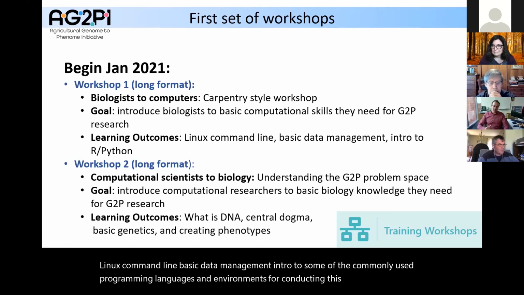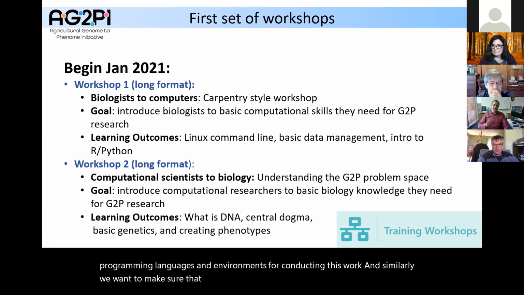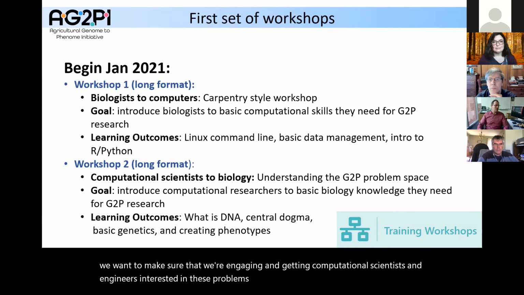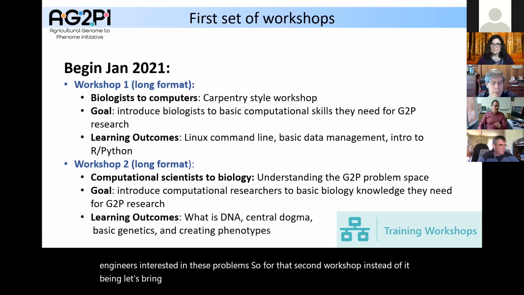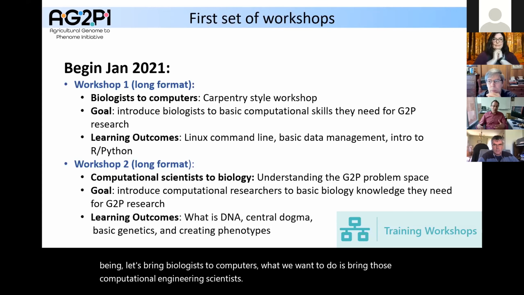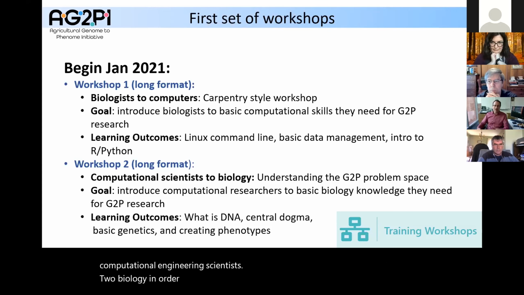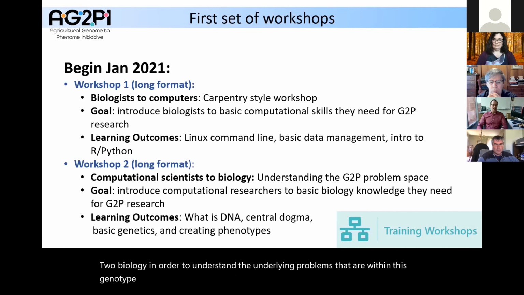And similarly, we want to make sure that we're engaging and getting computational scientists and engineers interested in these problems. So for that second workshop, instead of it being, let's bring biologists to computers, what we want to do is bring those computational engineering scientists to biology in order to understand the underlying problems that are within this genotype to phenotype space.